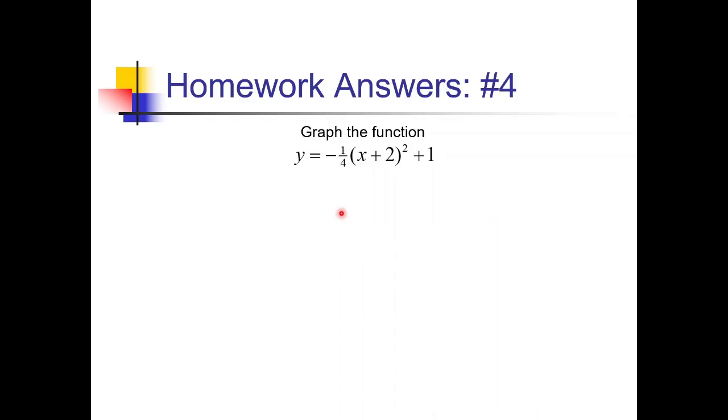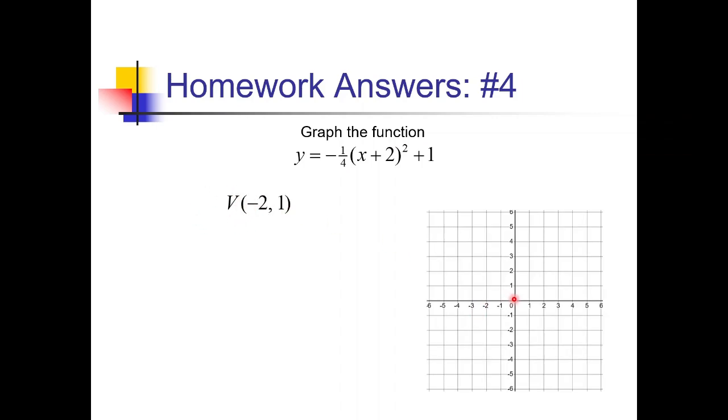For this problem, I notice that the function I'm trying to graph is in vertex form. So right away I can just get my vertex right out of this form. This x plus 2 in here gives me -2 for the x value of the vertex. The +1 outside gives me +1 for the y value. So we have -2, comma, 1. Let me put that on a graph. -2, comma, 1 right there.